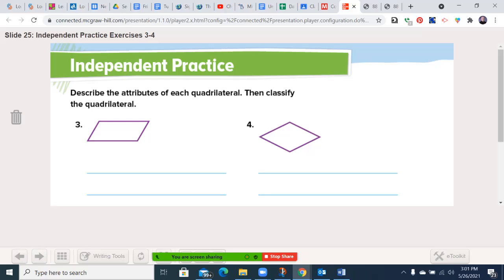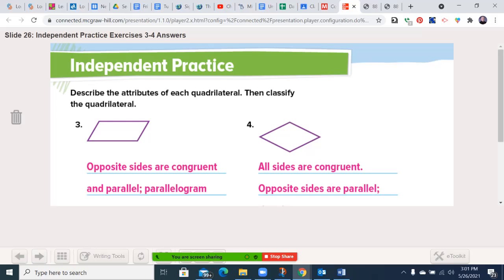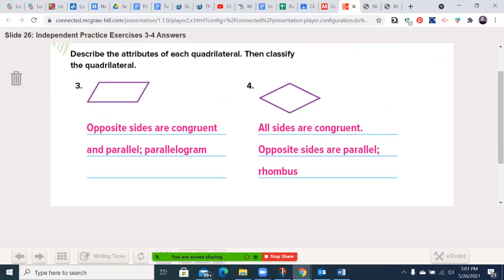You may pause the video now. Welcome back. Let's see how you did. Their opposite sides are congruent and parallel, so this is a parallelogram. All of these sides are congruent, so it is a rhombus. Opposite sides are parallel. And if you get stuck, look at the language. It's on 929. You can take those definitions to really apply to these images.